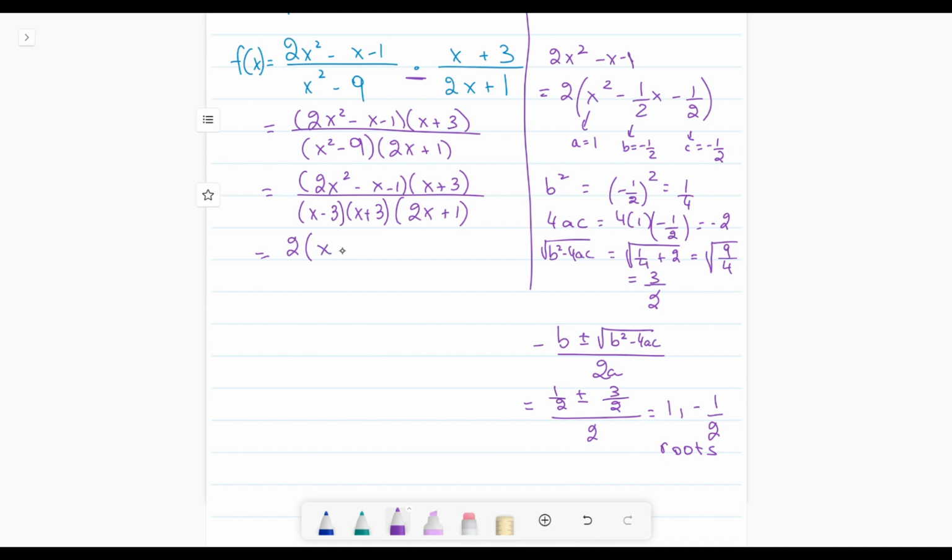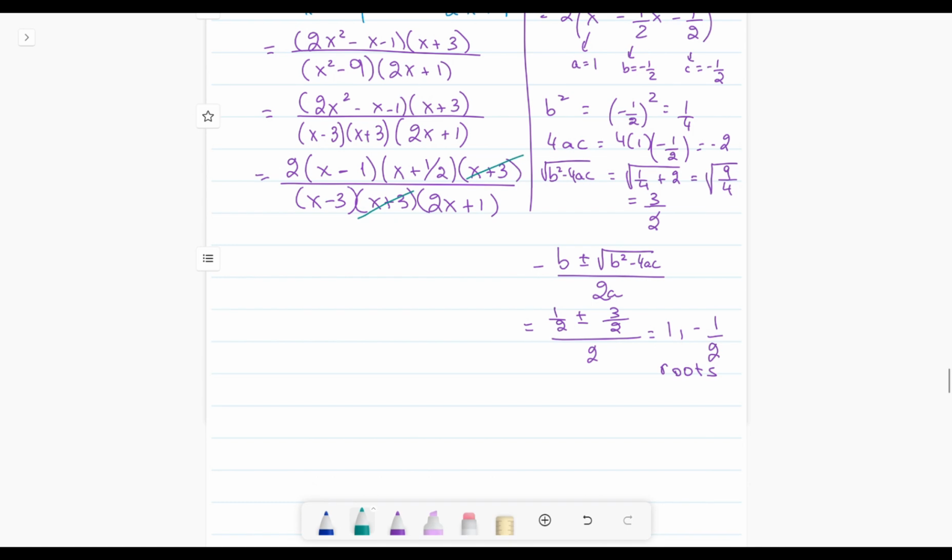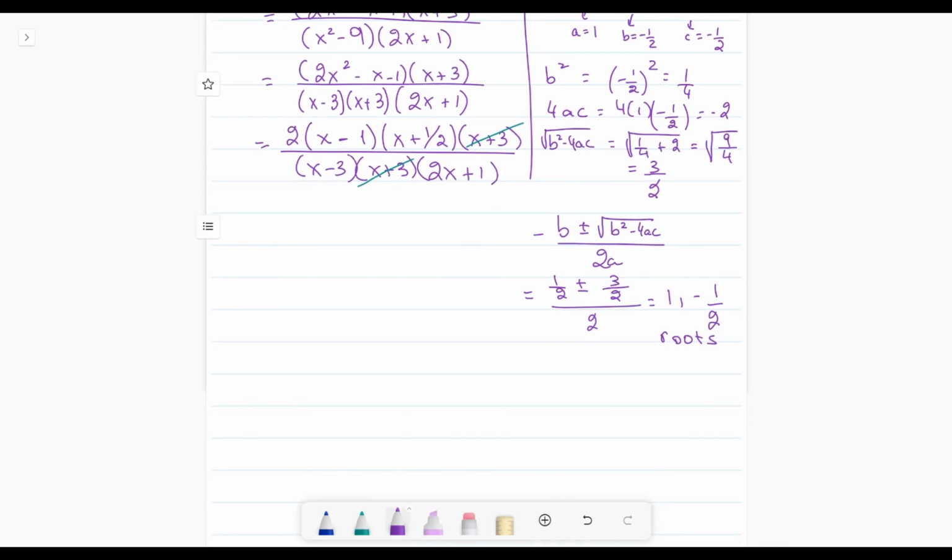Since they are roots, don't forget to put a negative sign when factoring. So 2 times x minus 1 times x plus half, times x plus 3, divided by x minus 3 times x plus 3 times 2x plus 1. And now it's time to start canceling. So we can cancel x plus 3 and x plus 3 as long as we take the restriction. I will write the restrictions here at the bottom. That x plus 3 is different than 0, so x is different than negative 3.